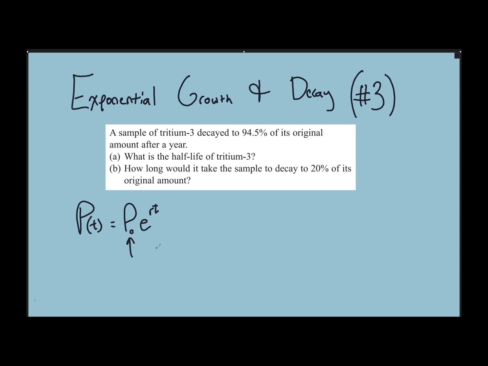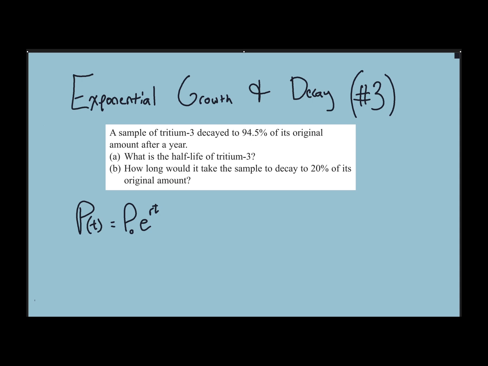This is the starting population. This is the exponential, the compound interest kind of idea. Here's the relative growth rate, and t is the time. So if you remember all of those, then we're going to be able to crush this one because they only ask us a simple question.